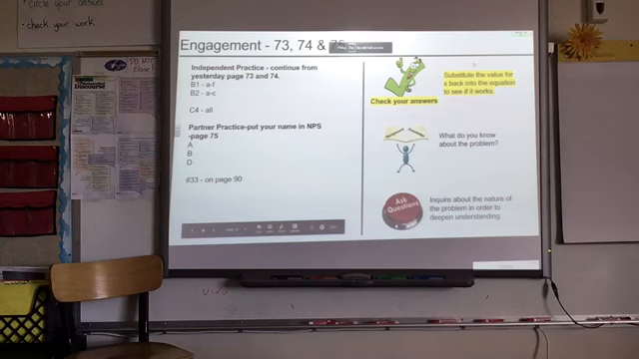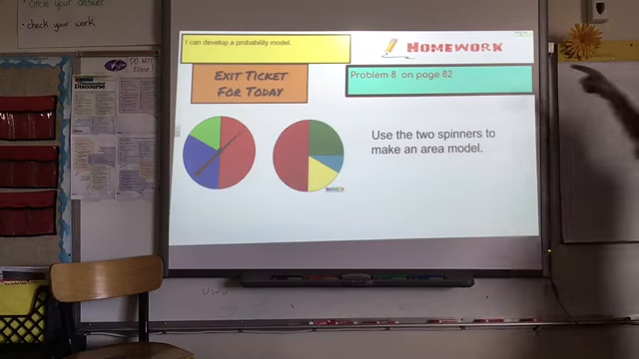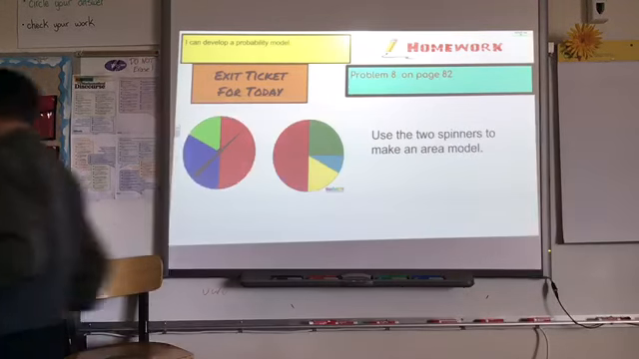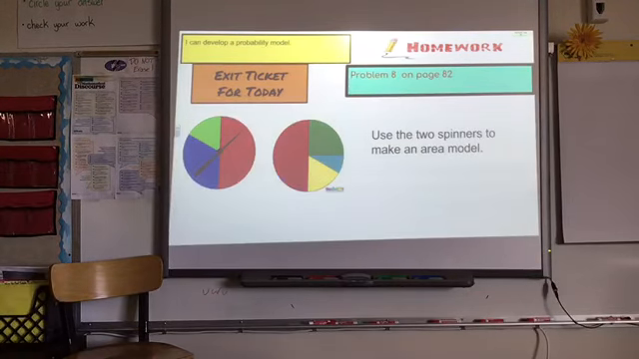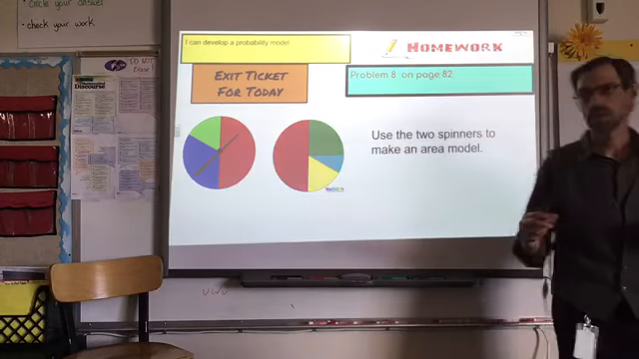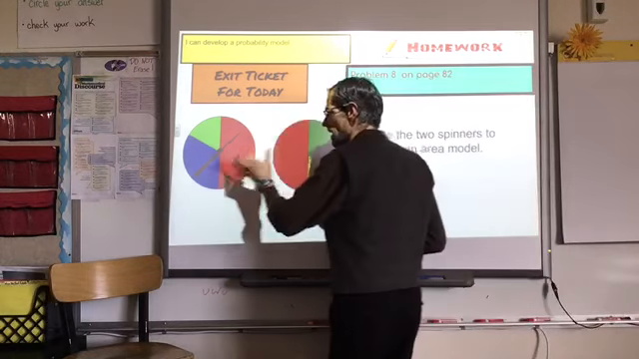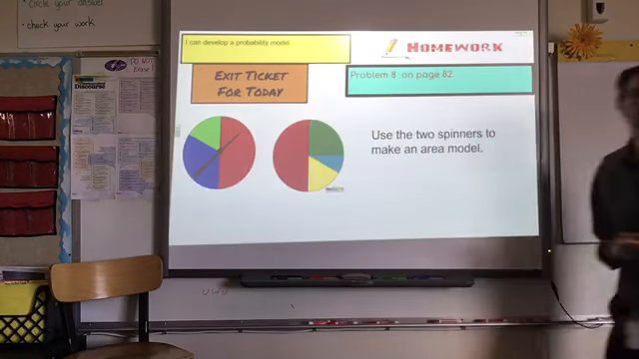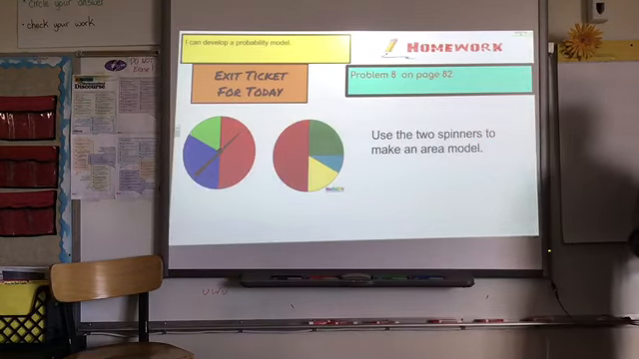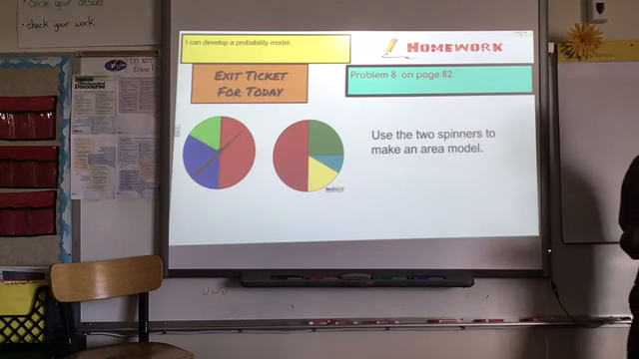Your exit ticket and homework: you have problem 8 on page 82. Use the 2 spinners and make an area model that represents the probability of getting the different combinations. Just an area model that represents those 2 spinners.